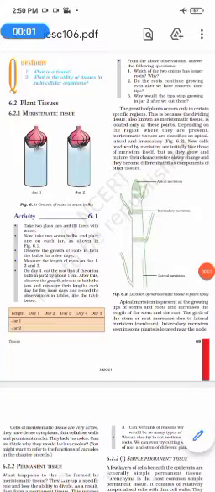Hello everyone, welcome. So we are going through the CBSE NCERT book of Science of class 9. The chapter is Tissues. So today we are discussing the plant tissues.